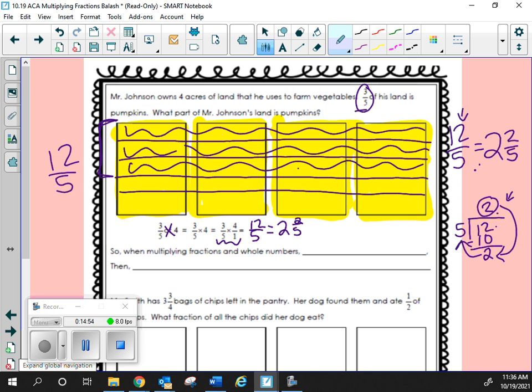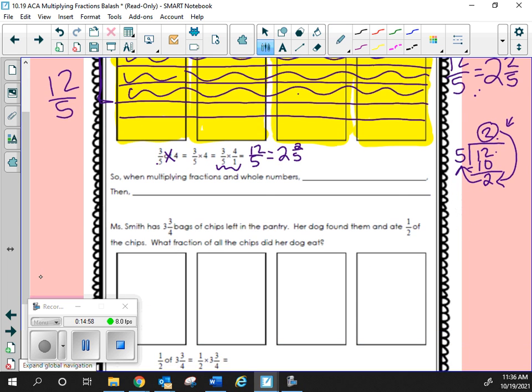All right. So, for any time I multiply a fraction by a whole number, what was the first thing I did before I even multiplied? What was the first thing I had to do? Put it over 1. So, when multiplying fractions and whole numbers, put the whole number over 1.